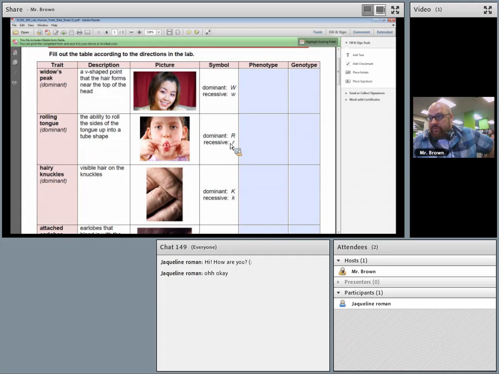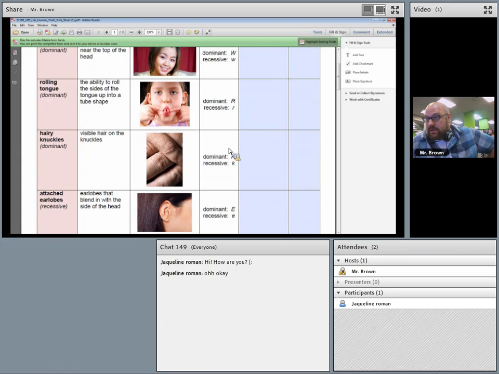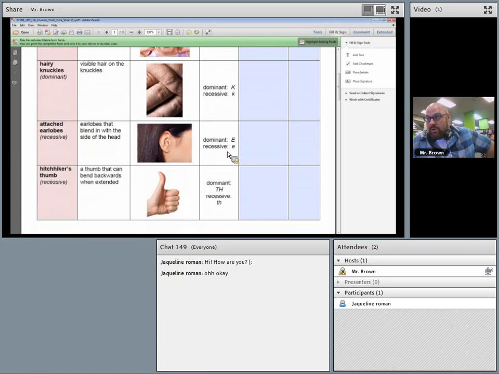Do you have visible hair on your knuckles? That is actually a dominant trait. Attached earlobes, earlobes that go directly into the side of your head. For example, I have attached earlobes. If you can see, they go directly to meet the side of my head. There's no space here. So those are attached earlobes.